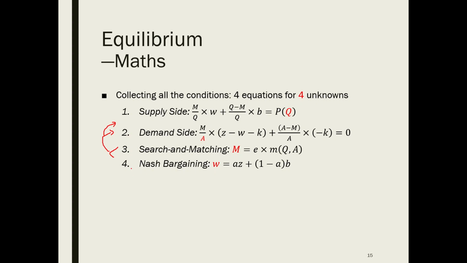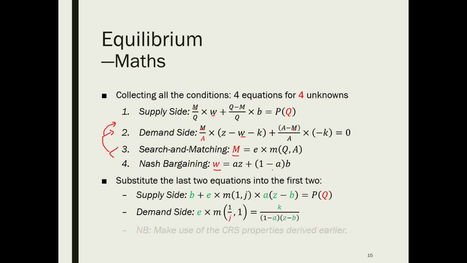To do this, we substitute out M and W, and we need to use the 2 properties of the matching function we have derived earlier on slide 13. I leave the derivation to you for practice. The supply and demand sides after substitution are shown here. The green terms are exogenous variables, which you can use to explain the red terms, the endogenous variables.